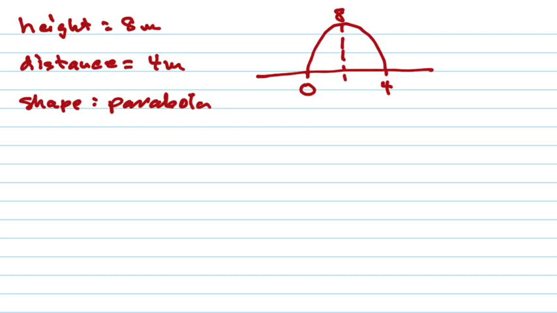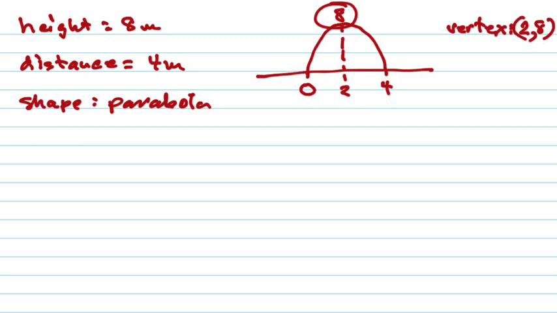We know that at this point, that halfway point, that's 2 meters. So that gives us the vertex. Do you call that the vertex? Okay. So the vertex is at the point where x is 2 and y is 8. Do we agree? Okay. So that's our vertex.